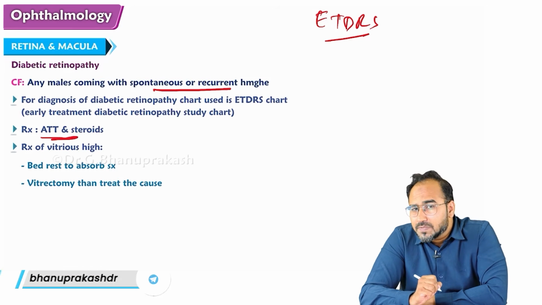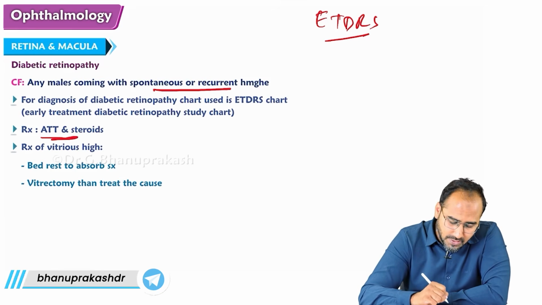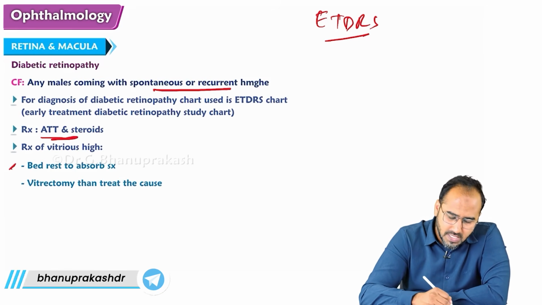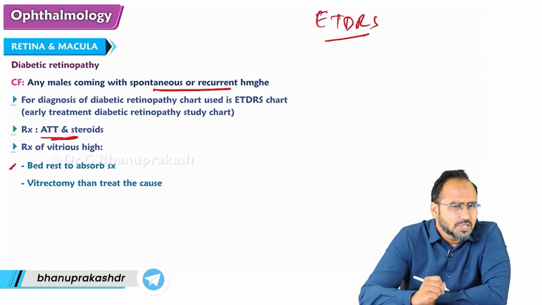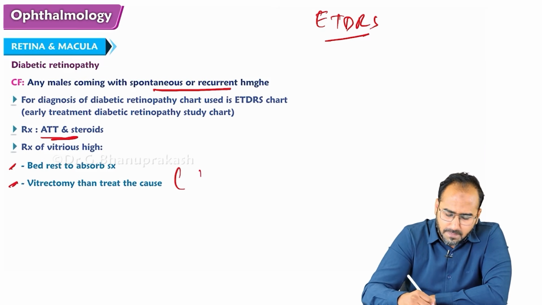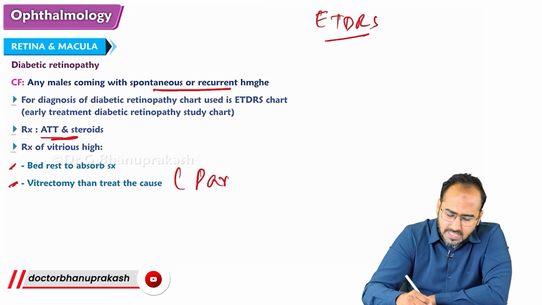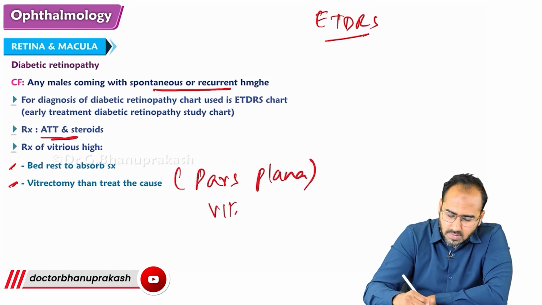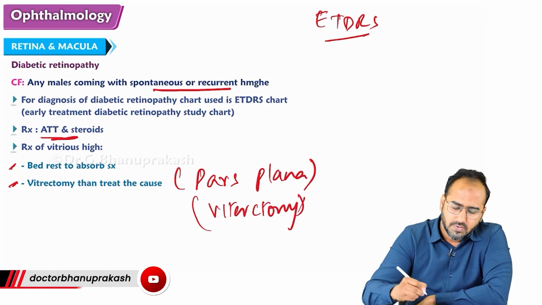If the patient develops vitreous hemorrhage, then what will you do? You give bed rest to the patient so that the hemorrhage absorbs. Or if there is a large hemorrhage, then you have to go for vitrectomy through the pars plana. That is called pars plana vitrectomy.